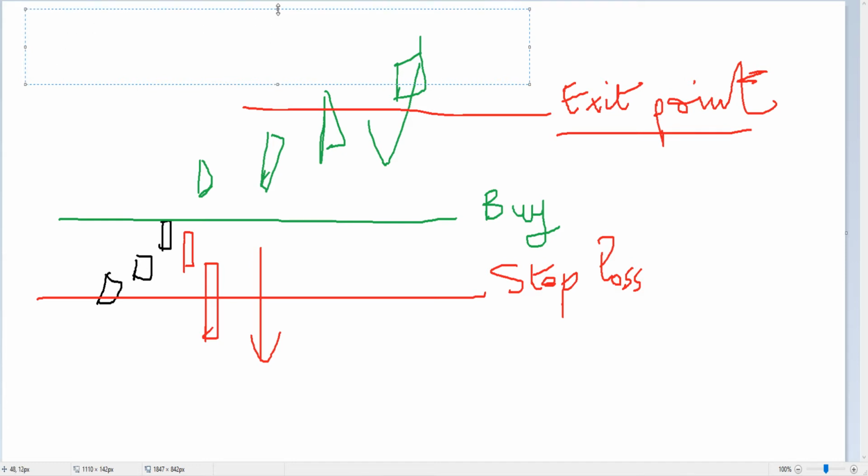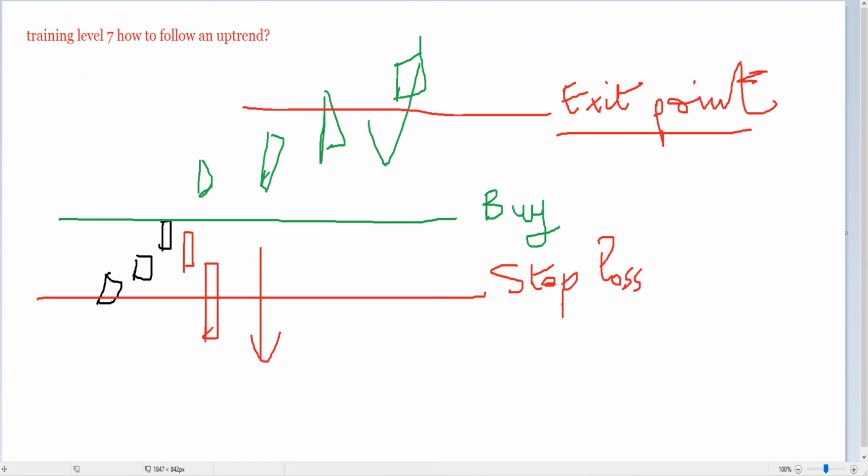Okay, just to make sure you understand this. Training level 7, how to follow an uptrend, is the techniques that I use in order to follow the trend and in order to exit safely. Because if you don't have the exit point, you will have a problem in the future. Because sometimes the stock is going up for 1 month, 2 months, 6 months, and then one day you will have to see, for example, like this.